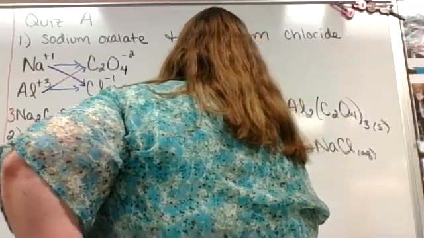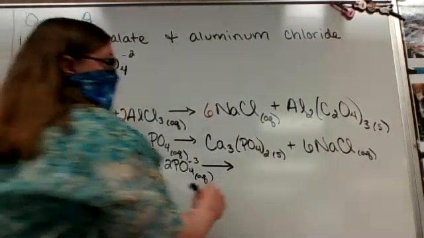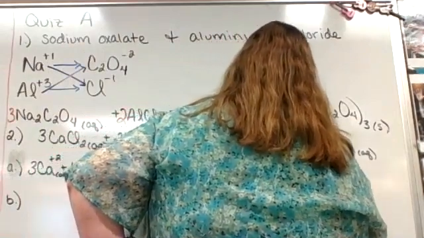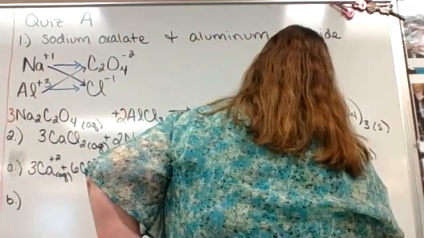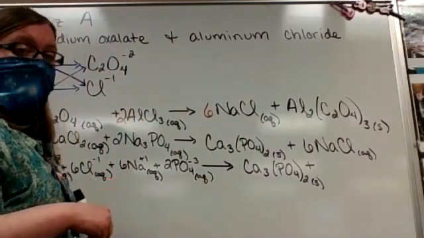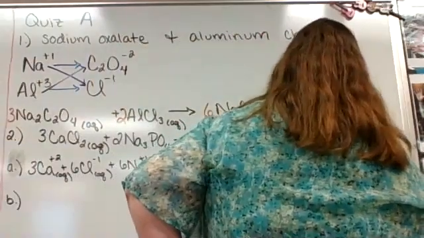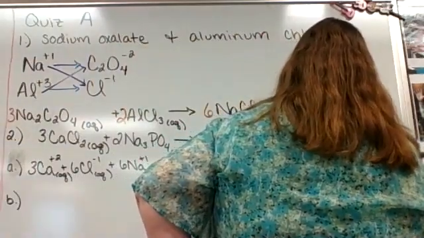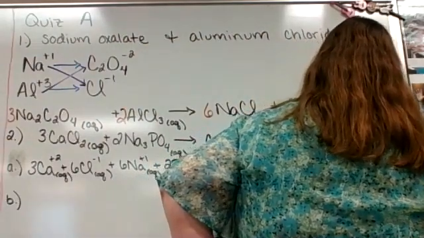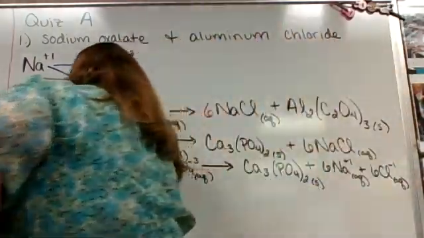All right, what do we do to the Ca3(PO4)2? Yeah, keep it exactly the same. Ca3(PO4)2 solid. All right, and what about the 6NaCl aqueous? Yeah, put charge is 6Na plus 1 aqueous plus 6Cl minus 1 aqueous. All right, so that is A.